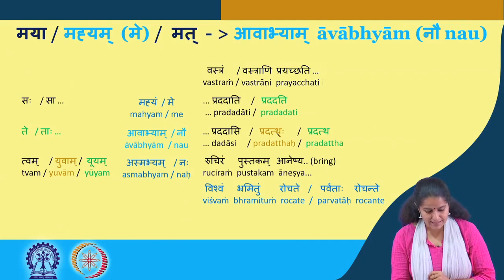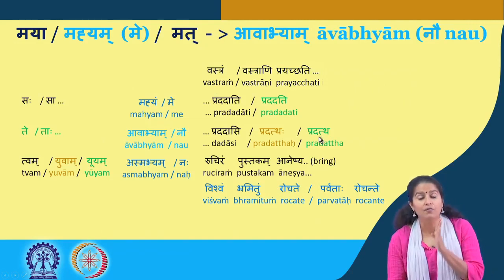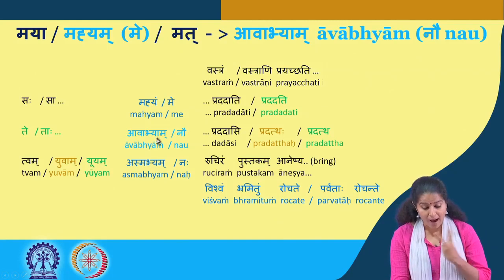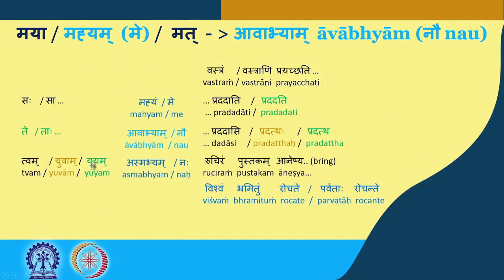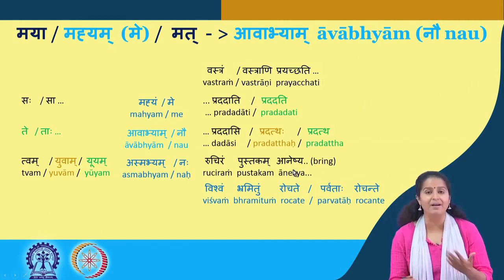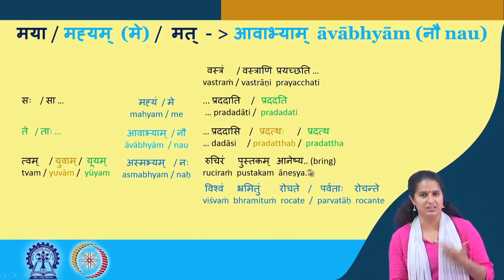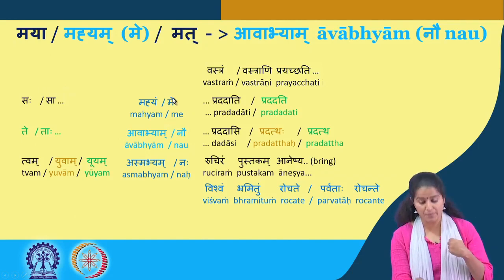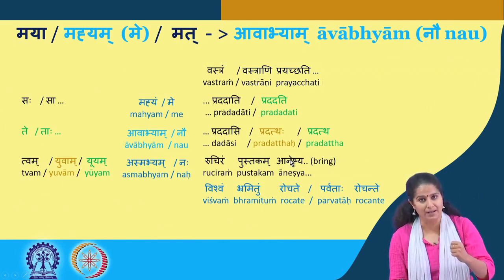So that is that. And then we have the final with the yuyam. So yuyam mahyam vastram pradattha without the visarga. Yuyam avabhyam vastram pradattha. Yuyam asmabhyam vastram pradattha. Got it? And then we have just another interesting word. I've added a little more vocabulary. So ruchiram pustakam aneshyati. So saha mahyam, for me, ruchiram pustakam, interesting book, aneshyati, will bring.